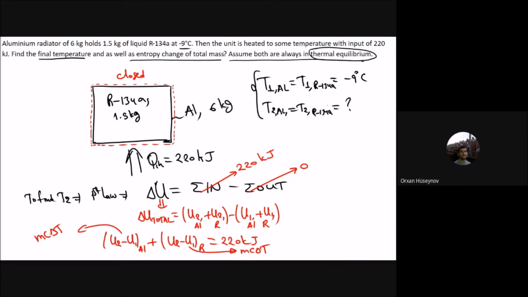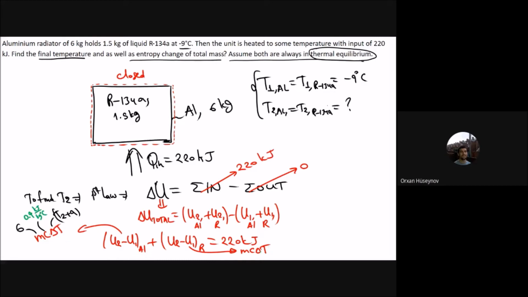The mass of aluminum is given, which is 6 kilograms. And the delta T is unknown for the second stage, therefore T2 minus T1. T1 is -9, therefore it will be T2 plus 9. And the C value for the aluminum is 0.9. This is from the table. I've taken it before, so I'm just writing the value here: 0.9 kilojoules per kilogram degree Celsius. This is for the aluminum.